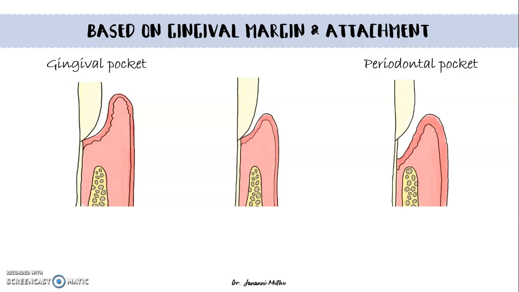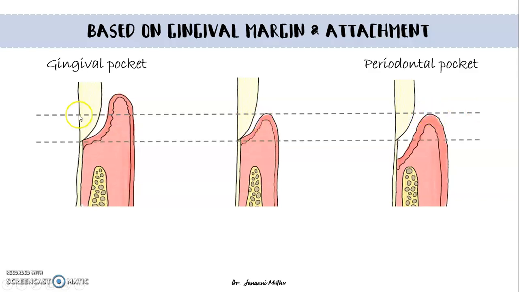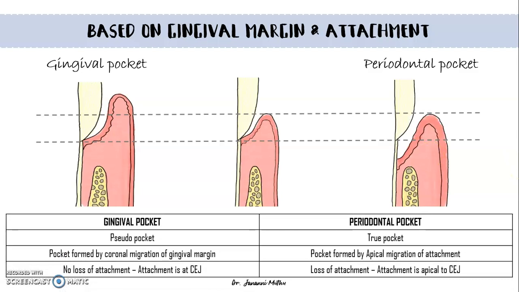Whereas in periodontal pocket, the sulcus is deepened by the apical migration of the gingival attachment. In most of the cases, the level of gingival margin might not change. On comparing between gingival and periodontal pockets, the gingival pocket is formed by the coronal shift in gingival margin, whereas in periodontal pocket, in most of the cases, the position of margin is unaltered. In gingival pocket, the level of attachment is still at CEJ, whereas in periodontal pocket, the level of attachment is apical to the level of CEJ. There is loss of attachment. That's the comparison table.